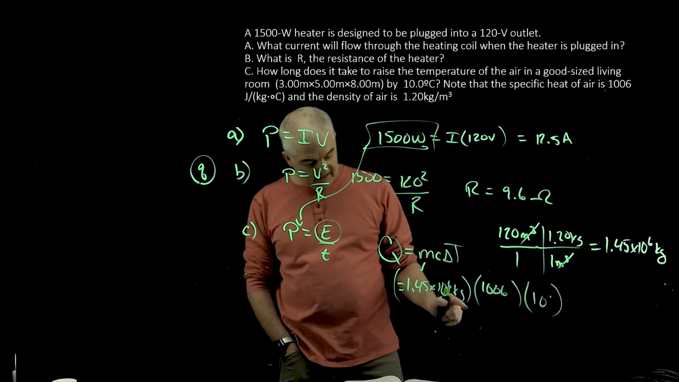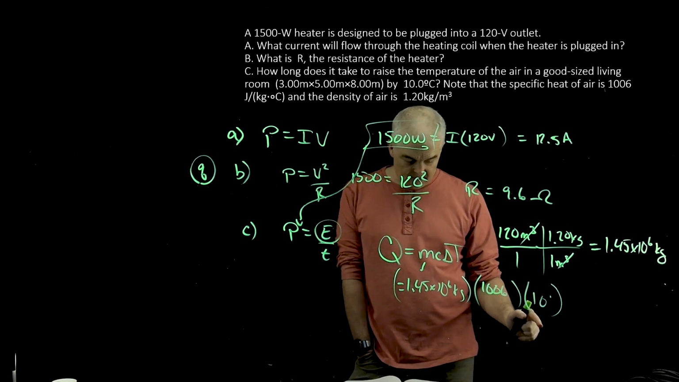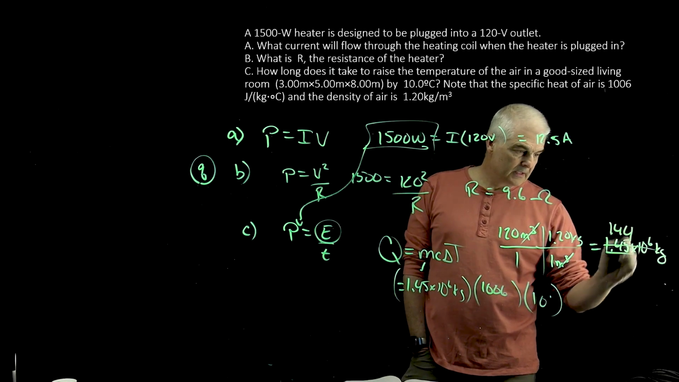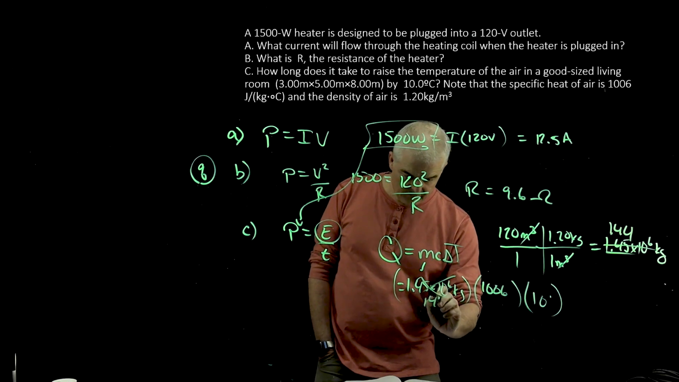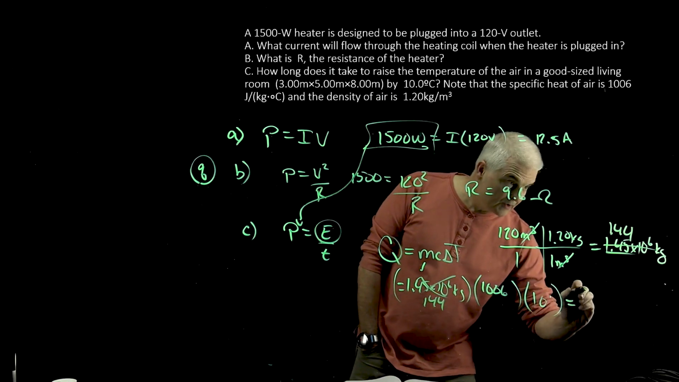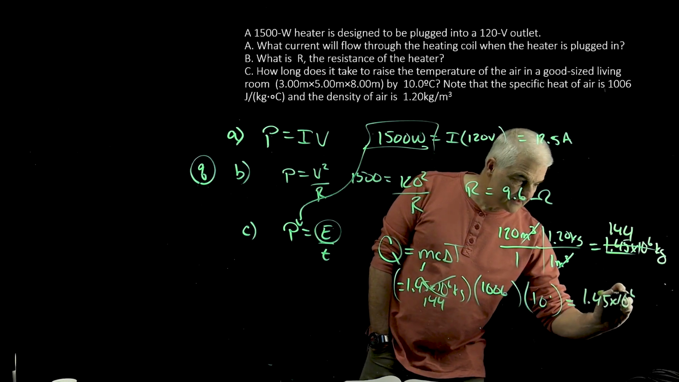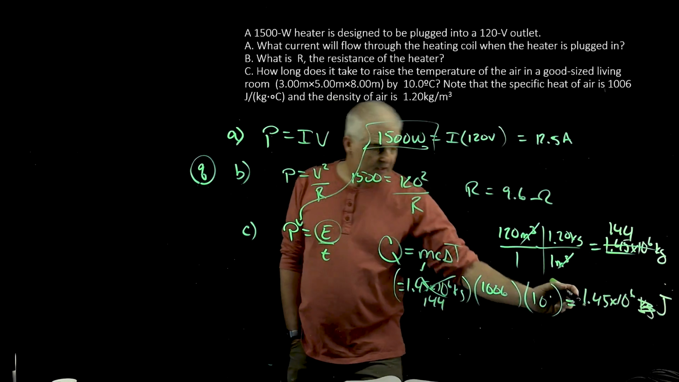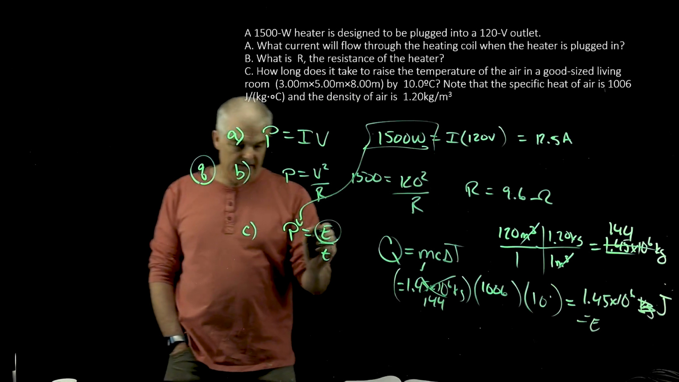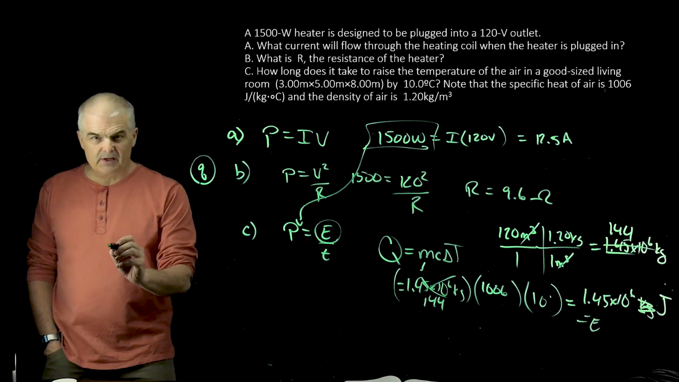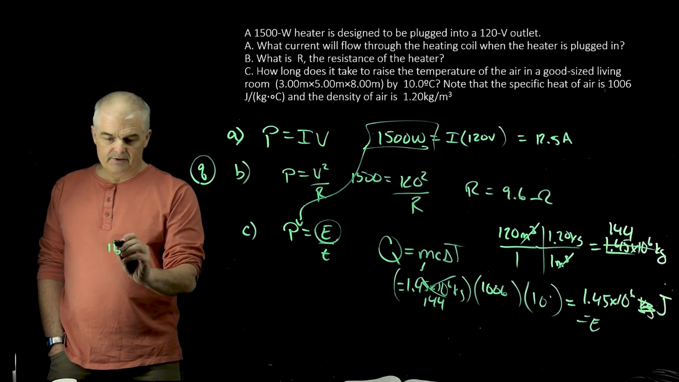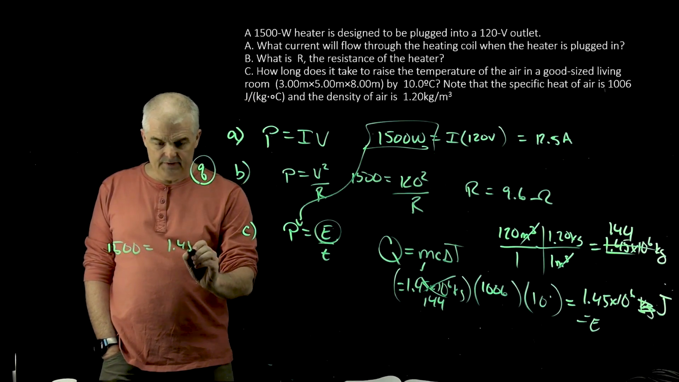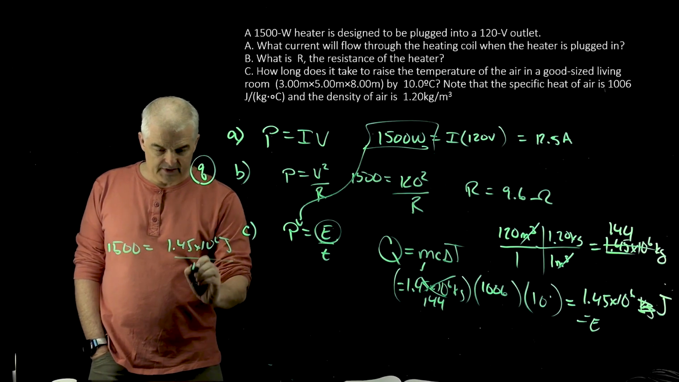When we multiply this out, pardon me, this is 144 kilograms. So this number is 144. Then when you multiply this, you get 1.45 times 10 to the 6. Not kilograms, I had it wrong. This will be joules. Well, guess what? That's equal to your E that you're going to plug in here. So now on the P, I'll say my power was 1500 is equal to 1.45 times 10 to the 6 joules divided by time.